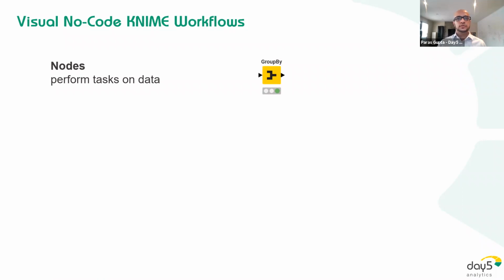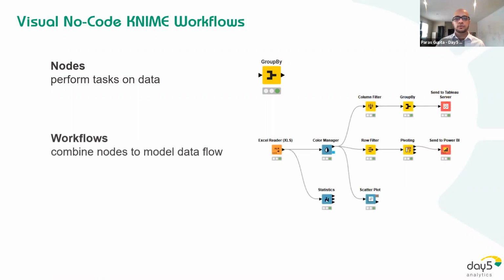And each of these nodes performs a very specific task on data. And the way these nodes are used is they're put together to form a workflow. What a workflow would do is take data and transform it. So in this case, it would read an Excel file, and then apply some colors to it. It would filter some rows, pivot it, and then send it to Power BI.